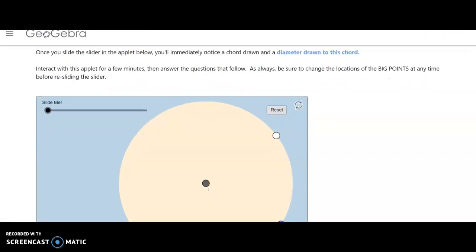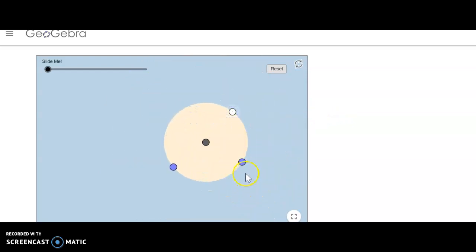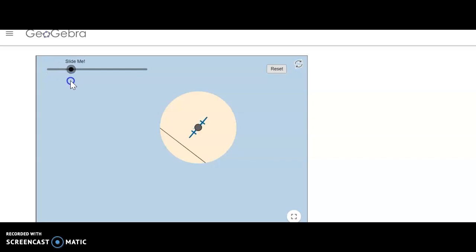Okay, so how do diameters and chords play out? It says you can drag these different dots around and see what happens. So we drag the white one, it just makes it bigger and smaller. The purple ones just move around the circle, and it looks like the center can also make it bigger and smaller. When we slide this, it draws a chord on the circle, and then they draw a diameter. We know it's a diameter because it's two of the radii that are congruent.